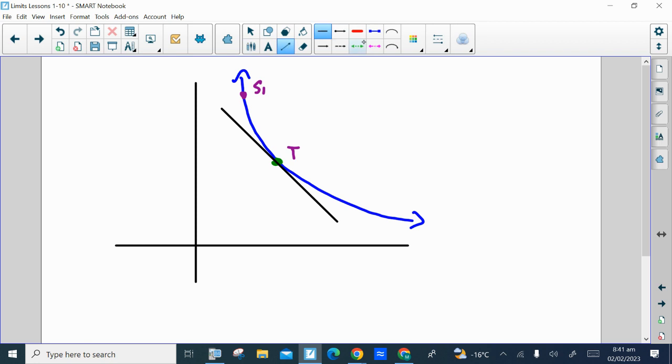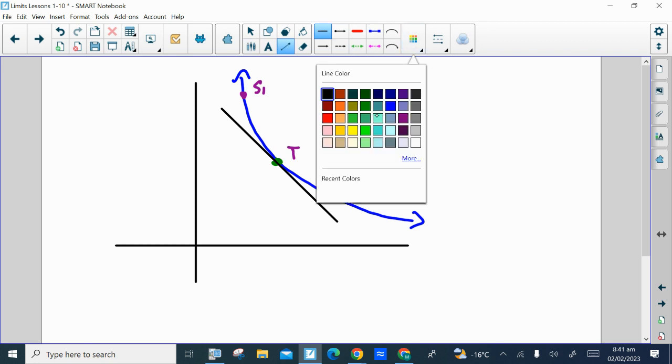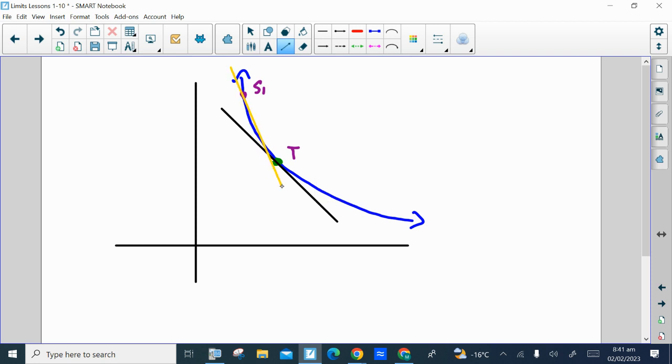Okay? And you could draw that secant line. So let's do that. I'm going to change some colors here. This would be that secant line, which we'll call S1, secant 1. We could use the slope formula and find the slope of that secant line. And next, we would choose a point closer to T, the point of tangency. Say right there. And we would draw a line between those 2 points.